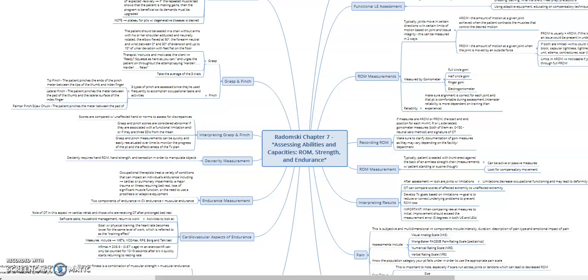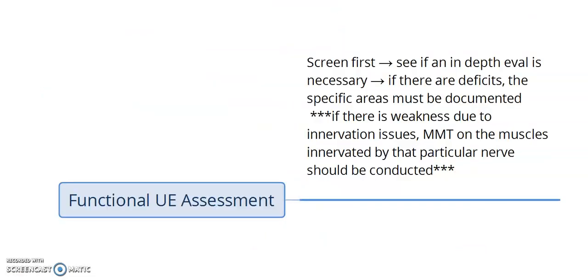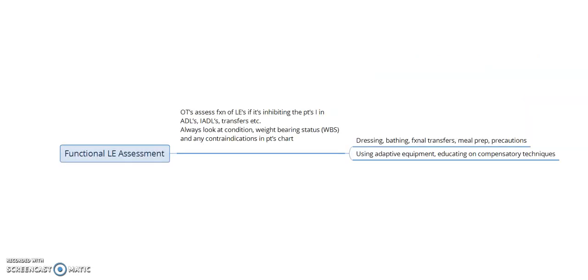Radomski Chapter 7 is about assessing abilities and capacities, especially range of motion, strength, and endurance. Conducting a functional upper extremity assessment, you need to screen first and see if you need an in-depth evaluation. If there are deficits, the specific areas must be documented. You can also do a functional lower extremity assessment, and you can do this in the way of ADLs, IADLs, always looking for the condition and the weight-bearing status and any contraindications in the patient's chart.